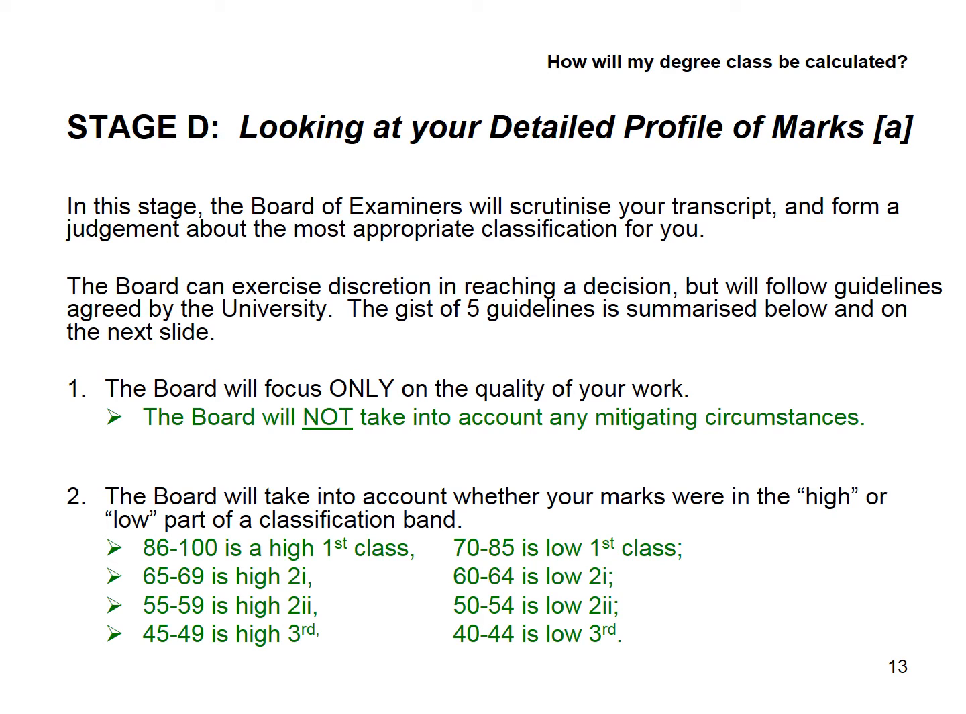Secondly, the board will take into account whether your marks were in the high or low part of a classification band. And we've put an indication of what that means on the slide. So 86 to 100 is in the high part of the first class band, 60 to 64 is in the low part of the upper second band, and so on.